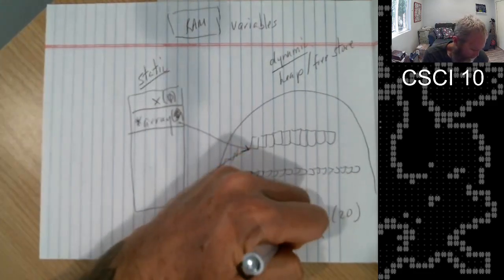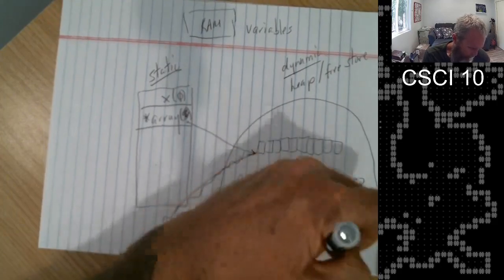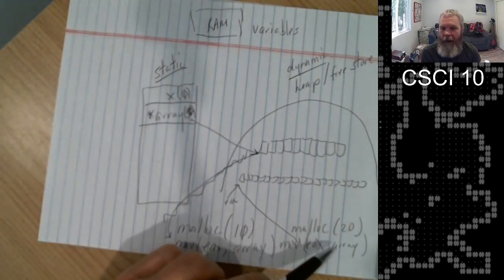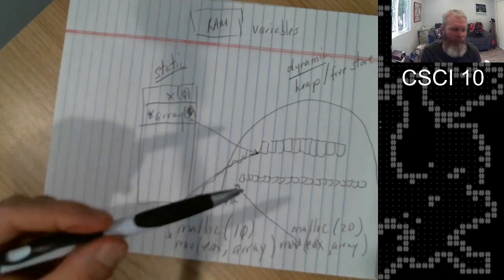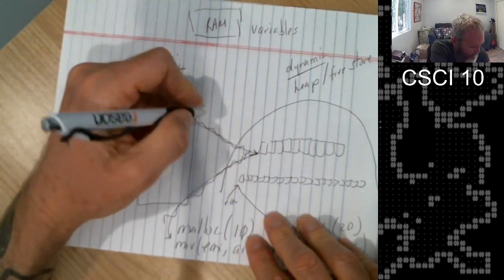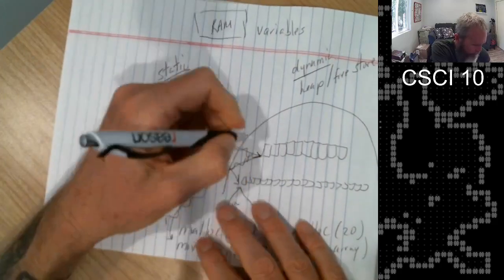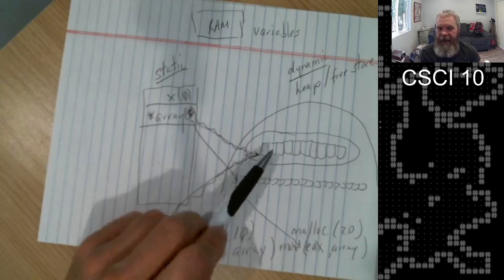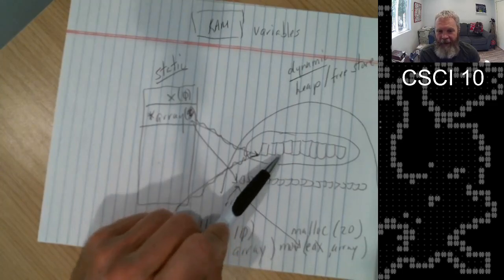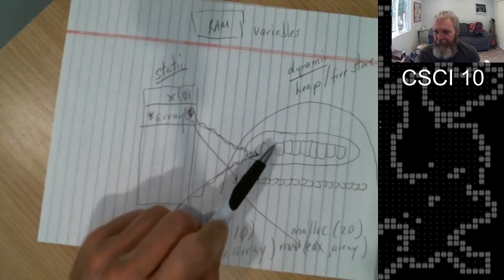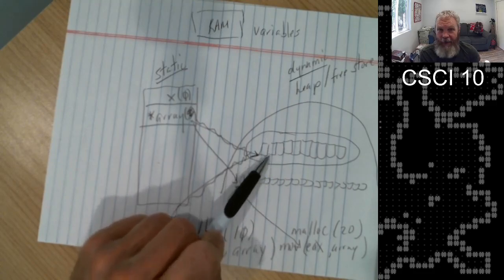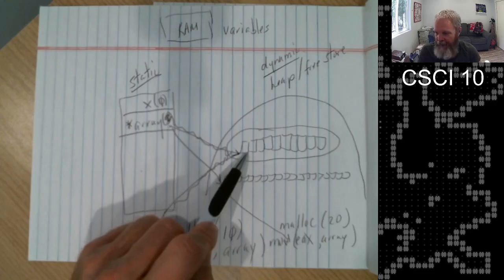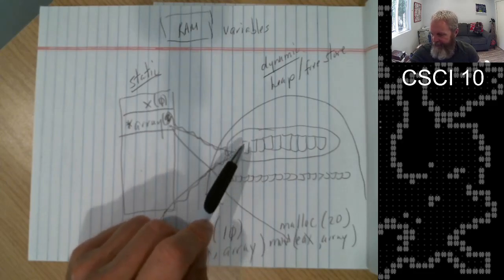By the way, if I do this, if I overwrite array with this new address, I now have lost access to a block of memory that I allocated, and I can't get back to it. There's a name for this in our line of work, by the way. Does anyone know what it's called when you allocate memory and then you lose your handle on it?